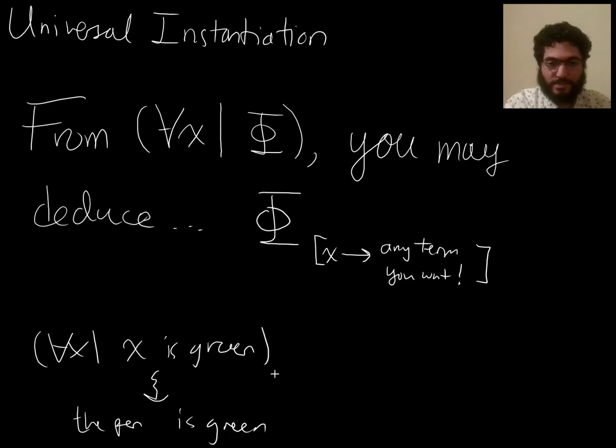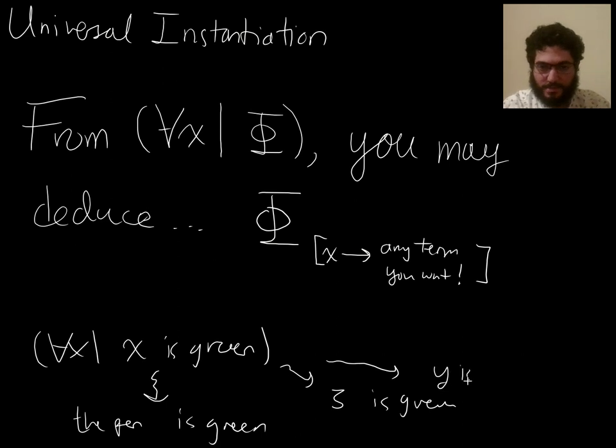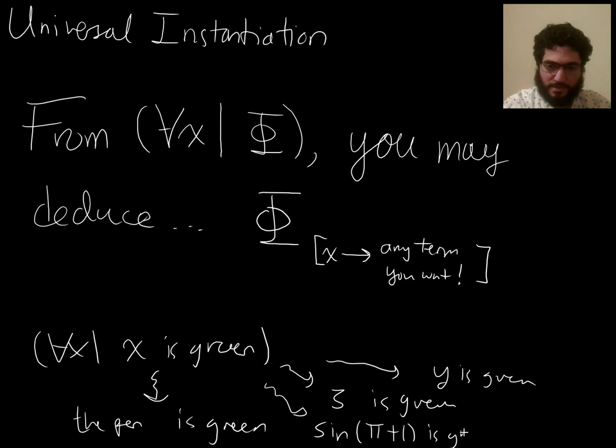But anyway, from for all x, x is green, you can deduce 3 is green. You can deduce y is green. You can deduce that the sine function evaluated at pi plus 1 is green. All of these things are green if you know that everything is green. So hopefully that makes sense. It's a pretty simple idea.